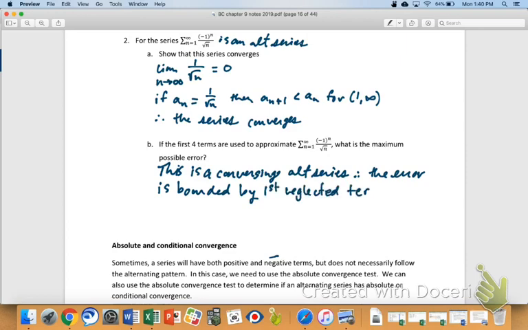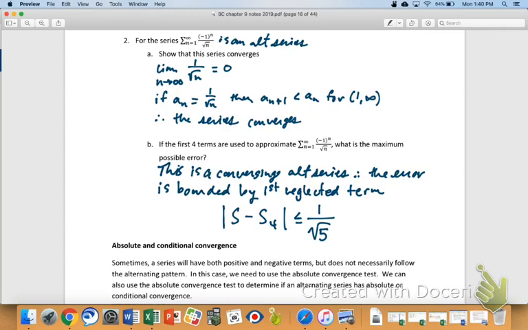And if that's the case, all I have to do is find that first neglected term. So it'd be absolute value of s minus s4 is less than or equal to, that first neglected term would be when n is what? 5. So 1 over root 5 would be my maximum possible error for this series.